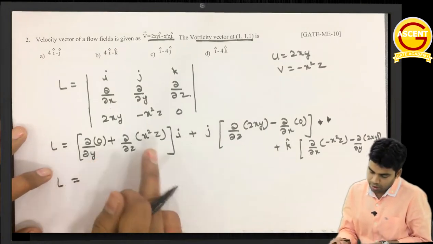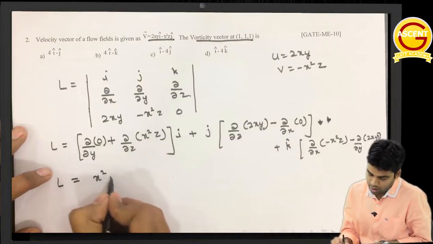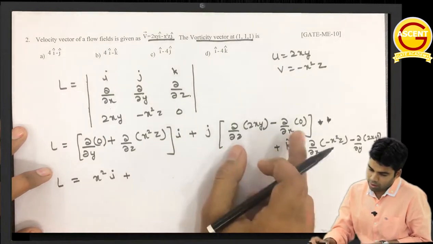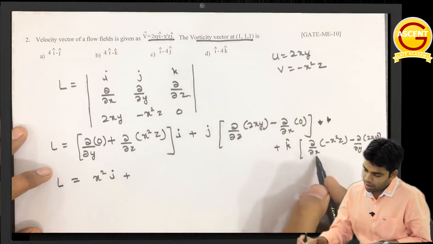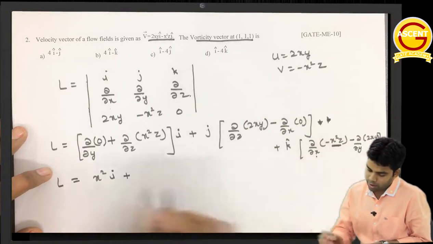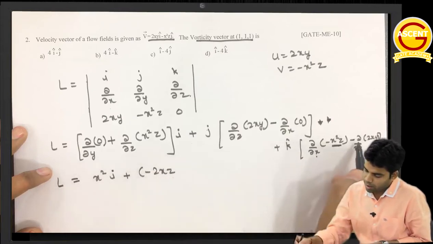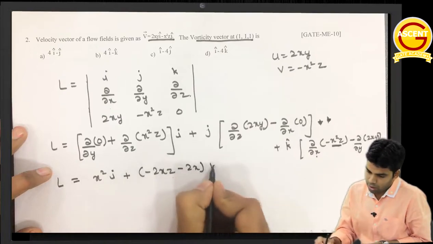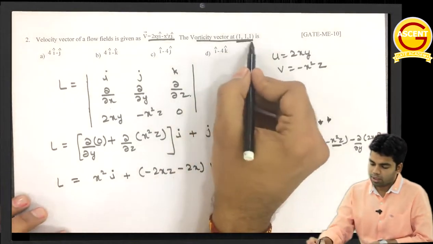Getting this? Now further if you solve this, you will get the vorticity vector. This will be x square i, plus the j term: del by del z of 2xy is 0 and del by del x of 0 is also 0, so this complete term is 0. For the k term, del by del x of minus x square z gives minus 2xz, and del by del y of 2xy gives 2x. So this will be minus 2xz minus 2x into k. Now we have to determine the vorticity vector at 1 1 1.